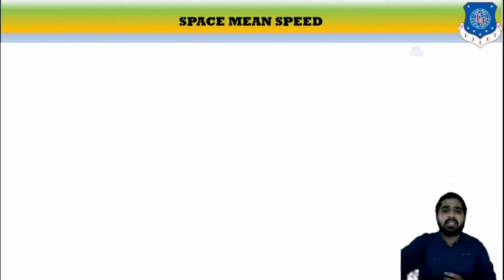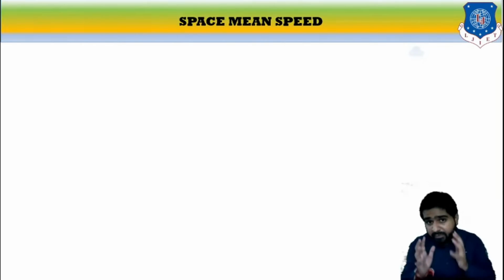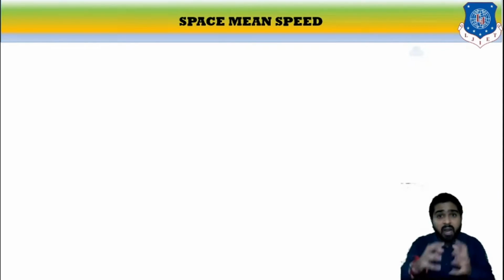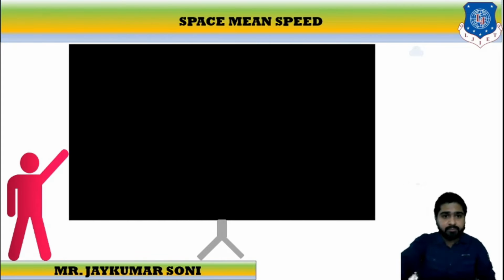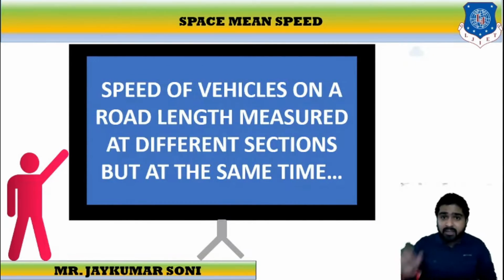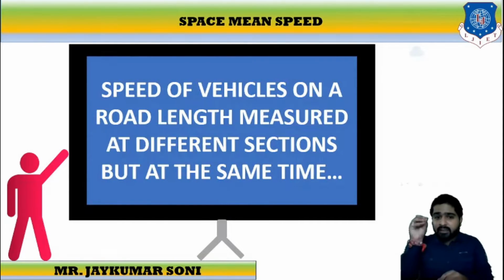Now let us discuss space mean speed. Keep one thing in mind: in time mean speed we only discussed the average speed. Now, how do we understand space mean speed? It is the speed of the vehicles on the road length measured at different sections. In time mean speed, the section was fixed and vehicles were different. In space mean speed, different sections are considered and time is considered the same.